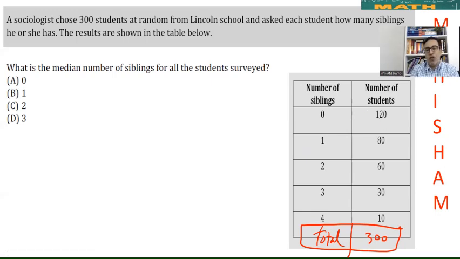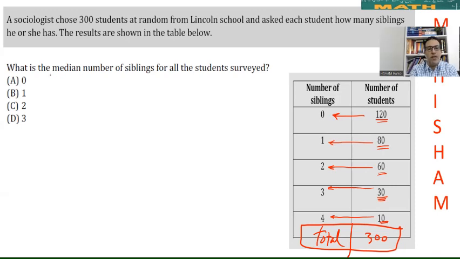I have here 120 students who have 0 siblings. And I have 80 students who have just 1 sibling. And I have 60 students who have just 2 siblings. 30 students who have 3. 10 students who have 4. The total of the students here is 300, but the total of siblings is totally different. It's more than 300. So we are going to understand how to find the mean, median, mode, and range of data that are represented by a frequency table.